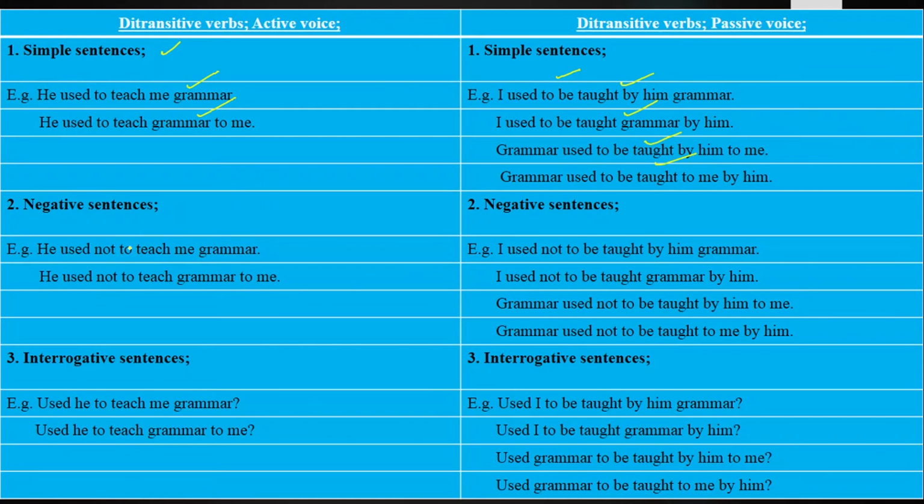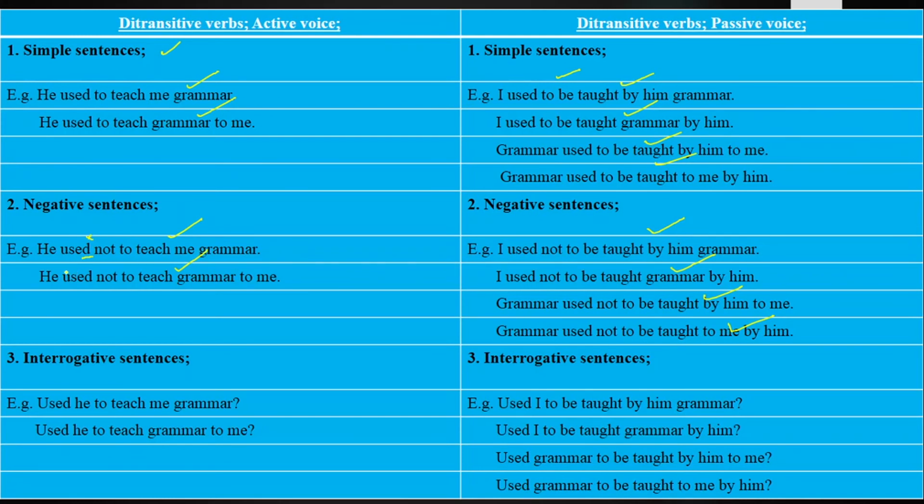Negative sentences. He used not to teach me grammar. He used not to teach grammar to me. I used not to be taught by him grammar. I used not to be taught grammar by him. Grammar used not to be taught by him to me. Grammar used not to be taught to me by him. Keep in your mind here D is silent, it is written but not pronounced. You will say used to, not used to.